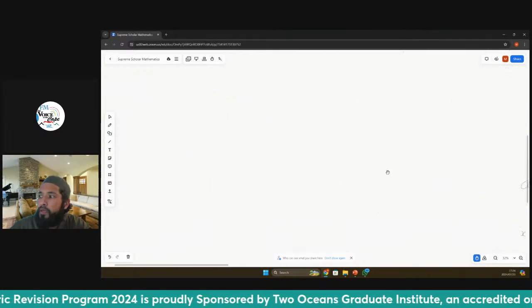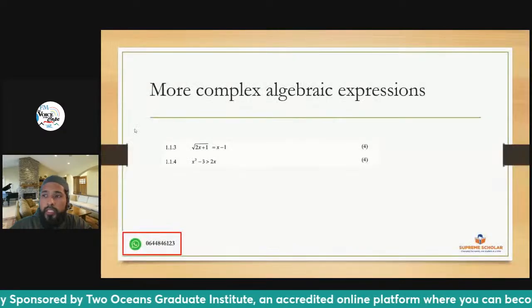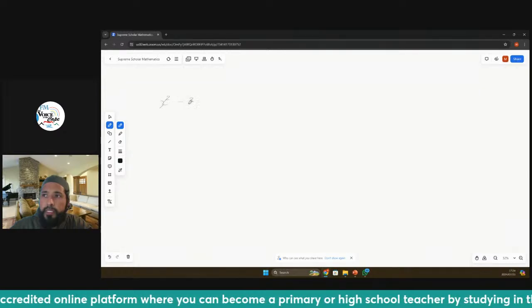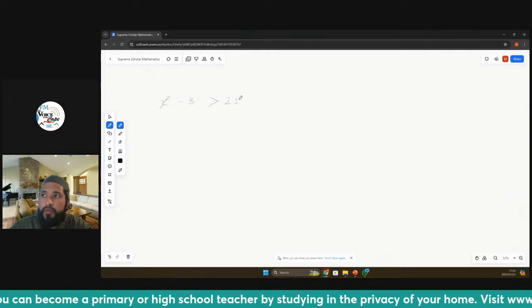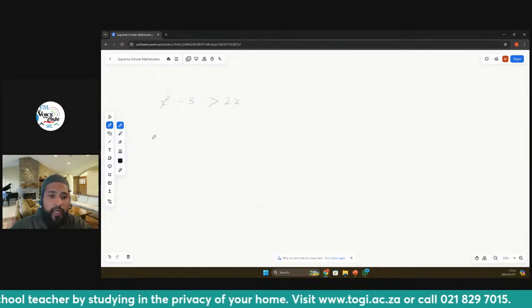Go across. Okay, so let's get, what was that question? X squared minus 3 is greater than 2x. This is also a question worth 4 marks. So let's unpack this. How do we solve this?